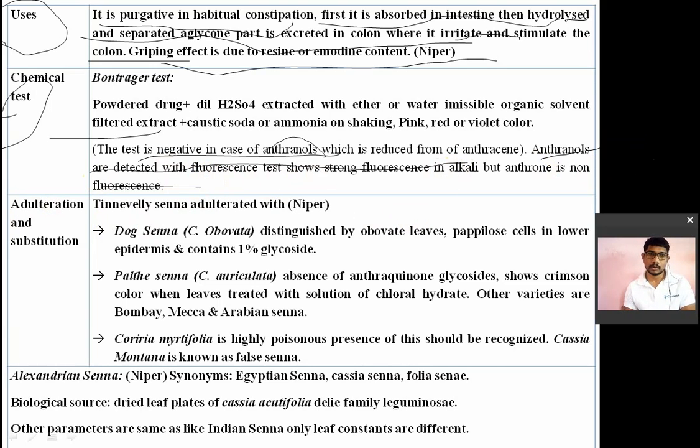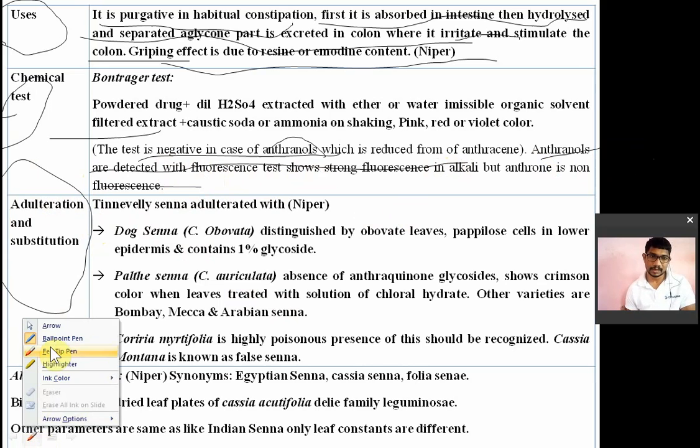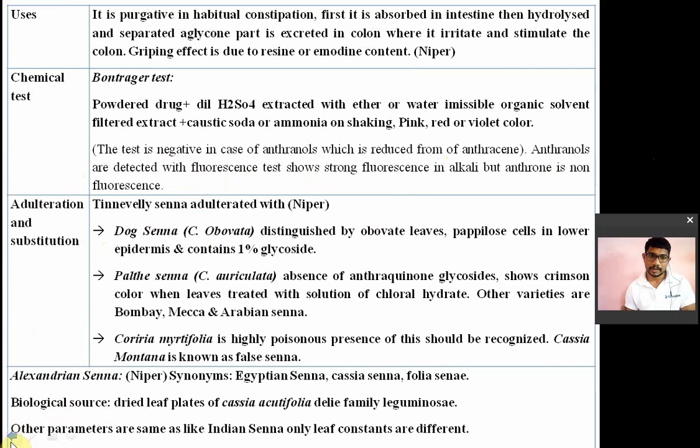So adulteration and substitution. This is again an important part for Senna. Senna is adulterated with different varieties of other Senna. So what are they? They are the dog Senna, then Palthe Senna, then Bombay Senna, and Mecca Senna. We'll see them one by one. So first, Tinnevelly Senna. Our original drug is nothing but the Tinnevelly Senna, Cassia angustifolia.